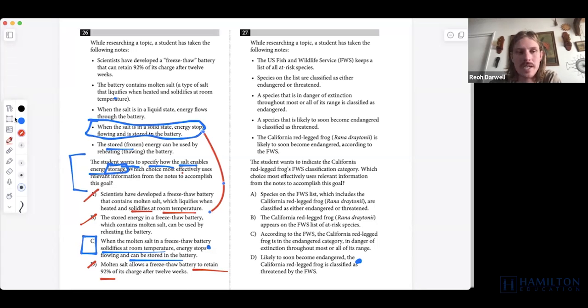All right, so only C mentions that there is energy storage and that it happens as a result of the salt solidifying at room temperature. We only have one parameter that we're looking for really here, right? Solidifying to store energy. So the only answer choice we can go with is C.